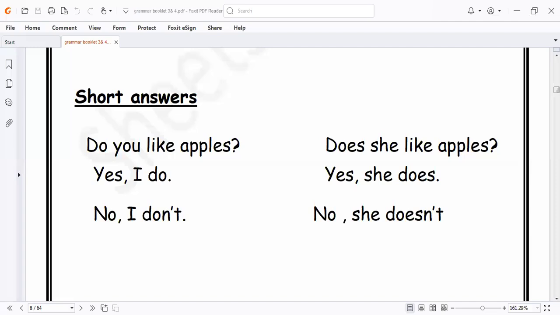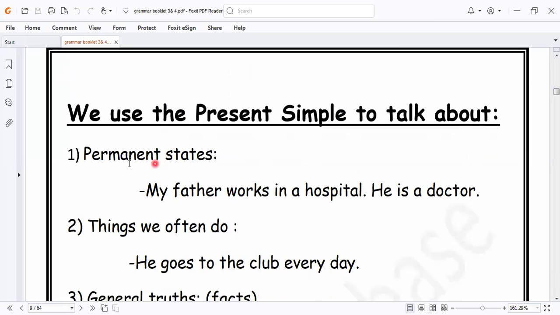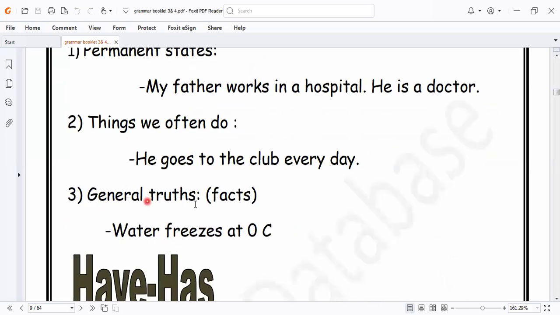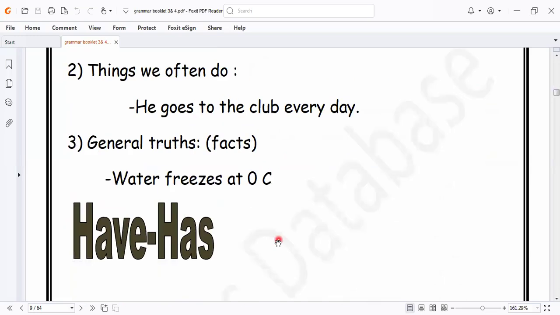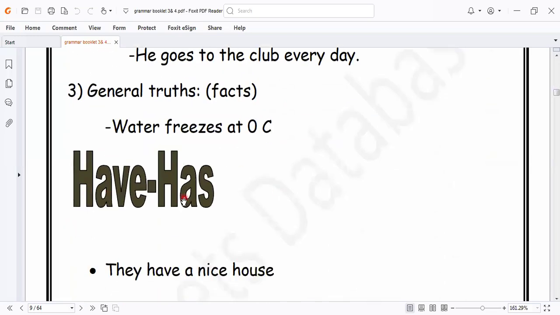Let's go to another item here. We use the present simple tense to talk about permanent states, like this: my father works in a hospital. He is a doctor. Things we often do, like he goes to the club every day. So this is a habit. General facts, like what? Water freezes at 0 degrees centigrade.